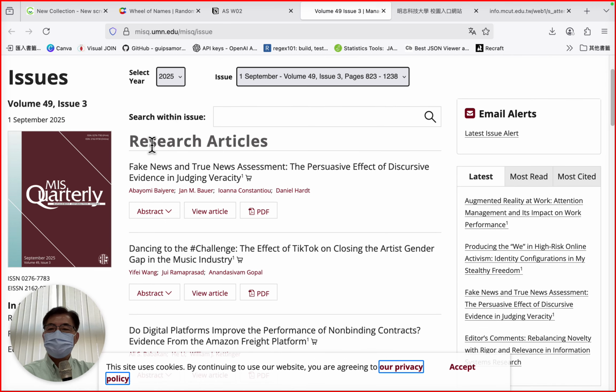For this year, the research article you can see is Fake News, True News Assessment: The Persuasive Effect of Discursive Evidence in Judging Veracity. I think it's a very important, interesting topic nowadays. Do you know why fake news or true news is such an important topic in recent years?